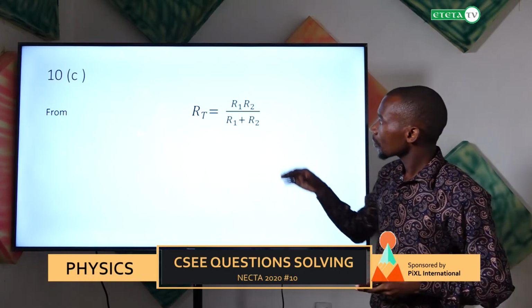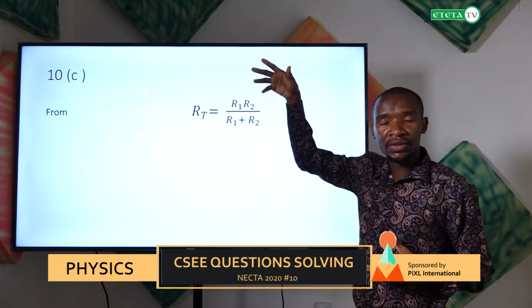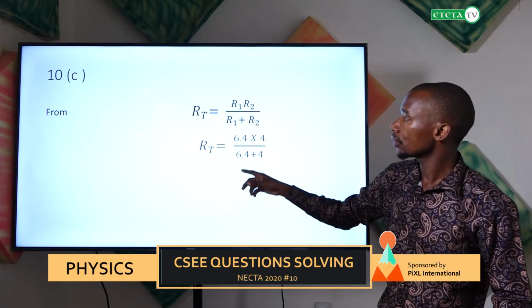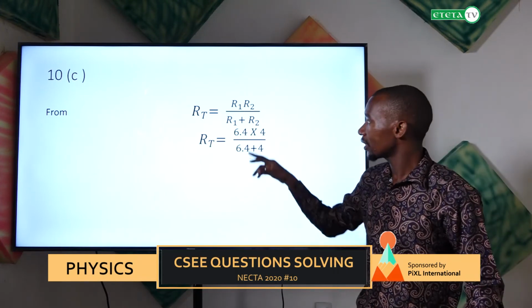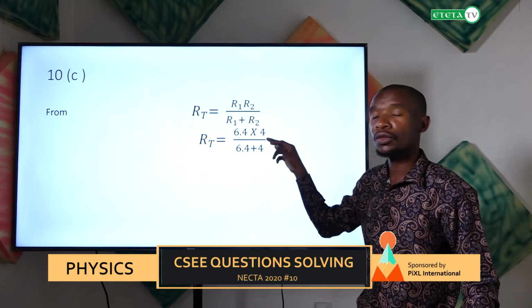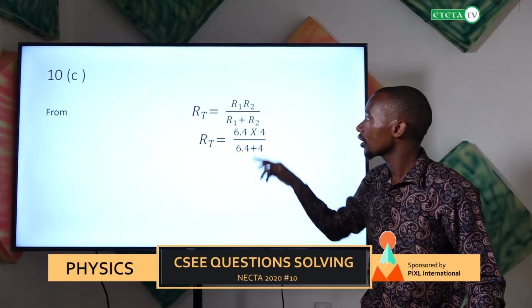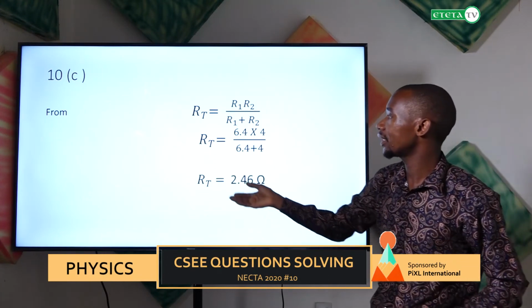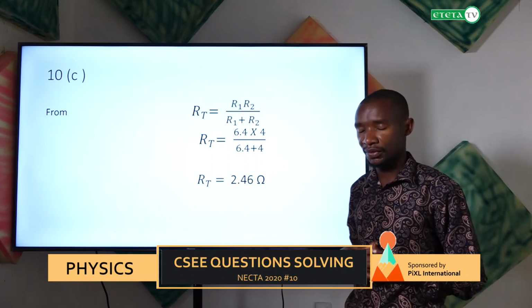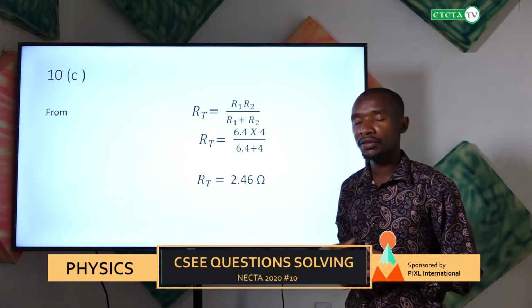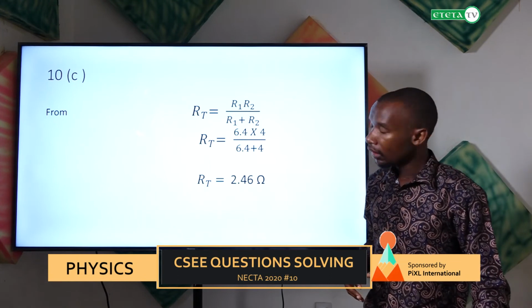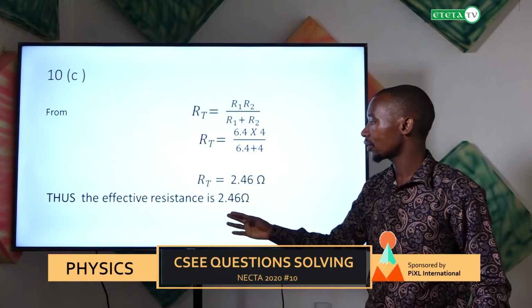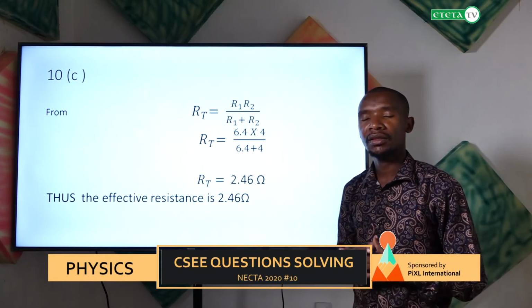And remember, R1 was small r. So its value is equal to 6.4. So we take 6.4 times R2, which is 4, which is given in the figure, divided by 6.4 plus this one. If you multiply here and divide, you will get R total is equal to 2.46 ohms. So this will be the effective resistor. So finally, we can say that the effective resistor is equal to 2.46 ohms.